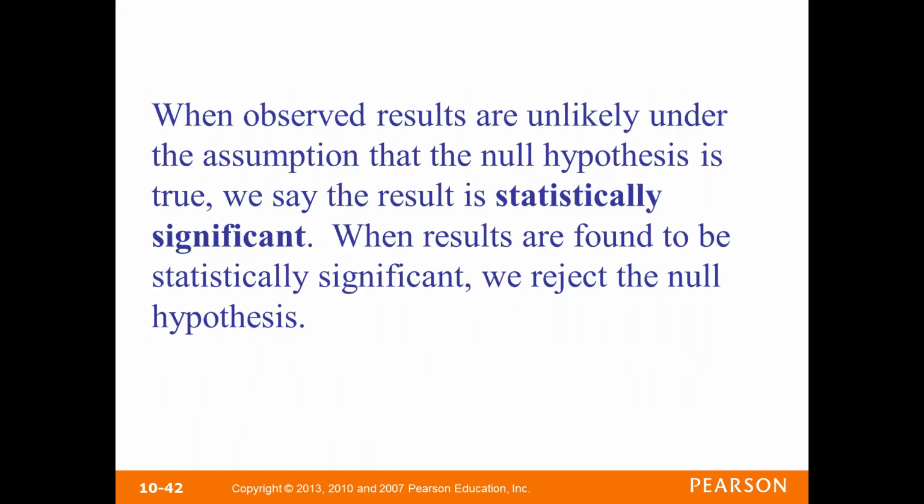And just as before, we're going to try to take a measurement of, supposing that the null hypothesis is true, how likely it is that we would have observed our particular sample. If it's unlikely we would have observed our sample under the assumption that the null hypothesis is true, we would say we have a statistically significant result. When results are statistically significant, we will reject the null hypothesis.